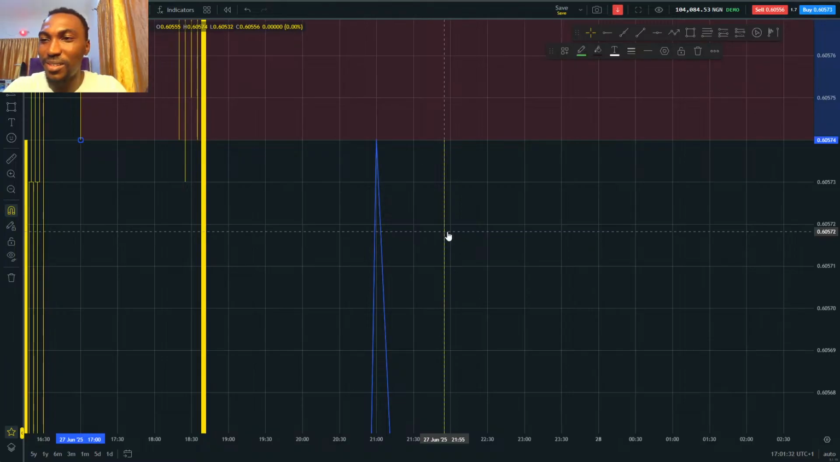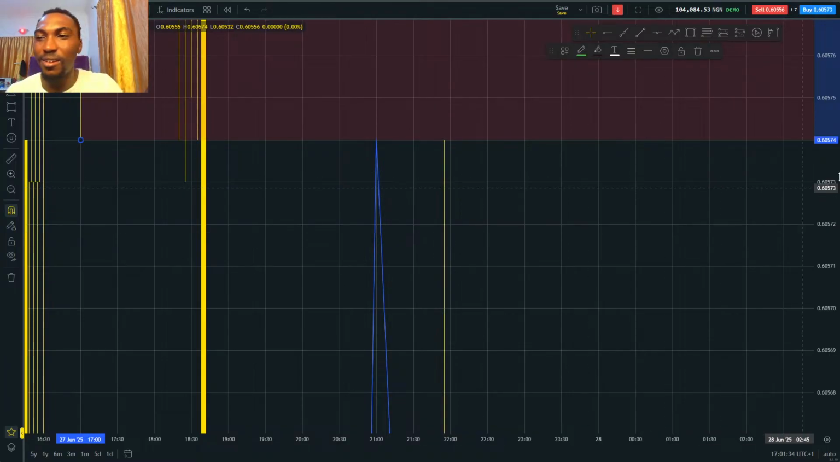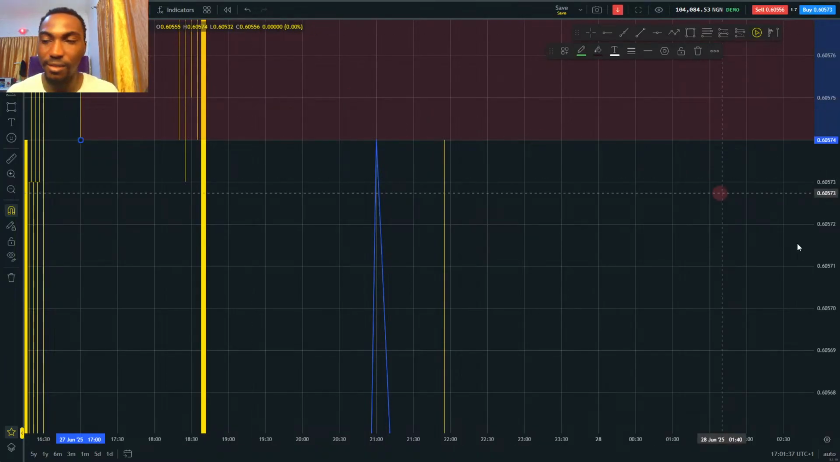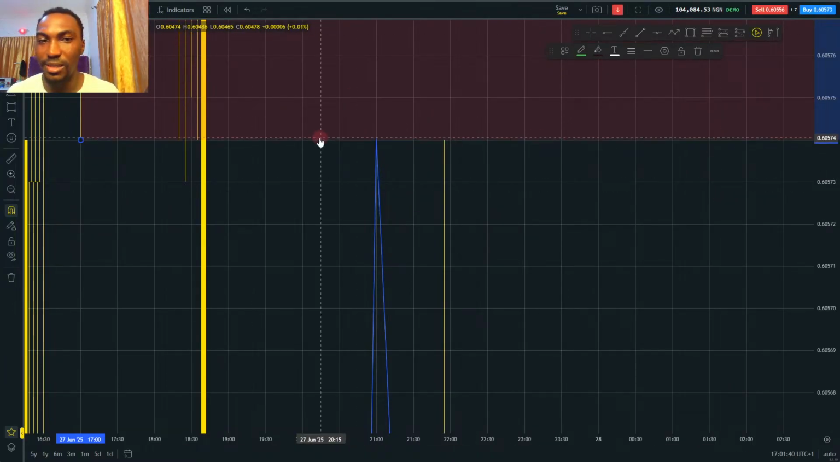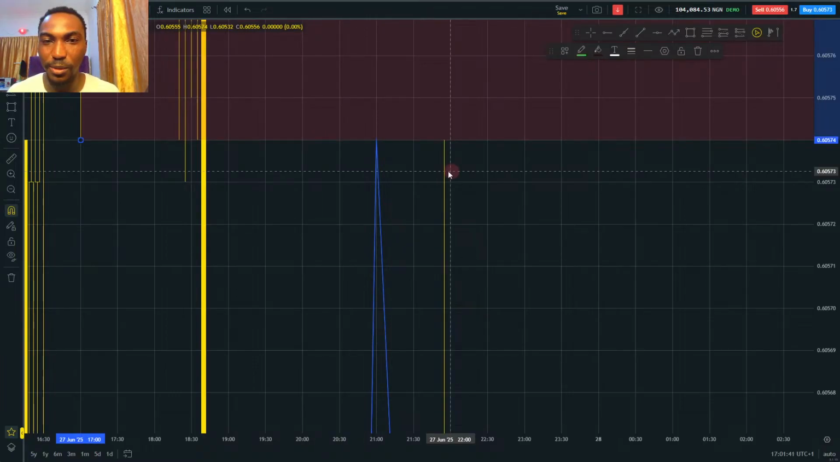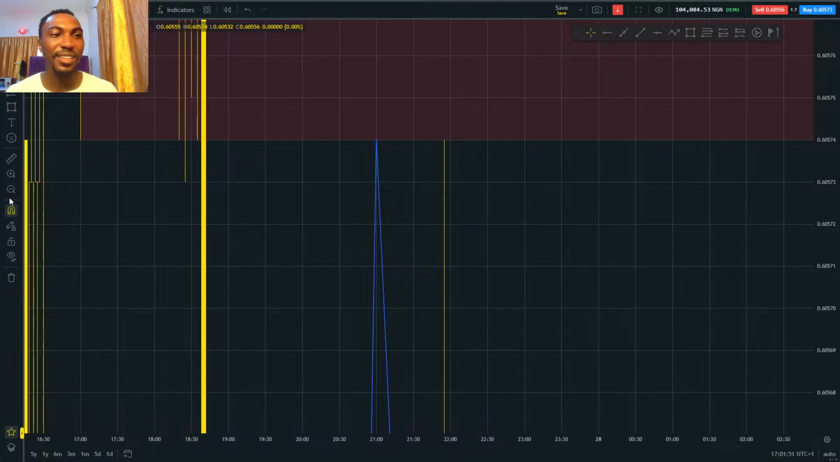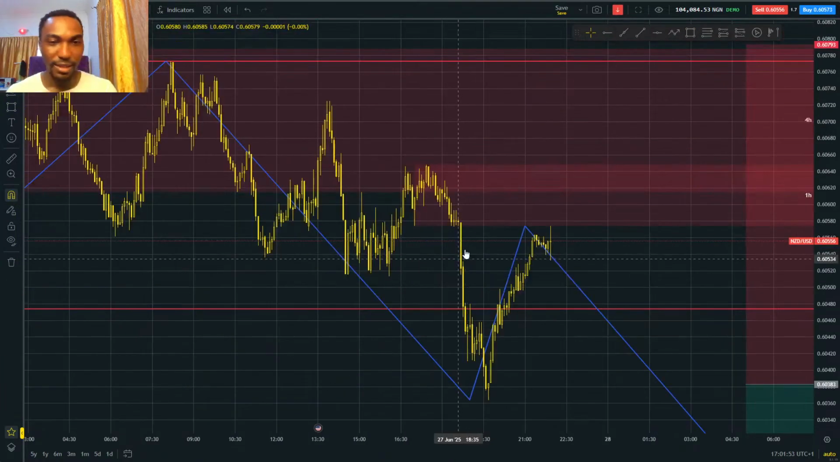We have 0.0574 right here. Take a look at H, right? And that H is what is here. So 0.60574, and this is it. So price has literally, over the weekend, tapped into that area.